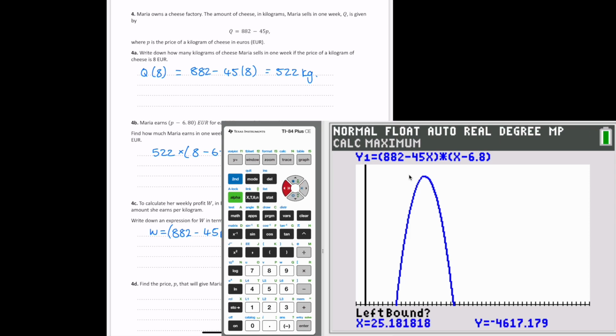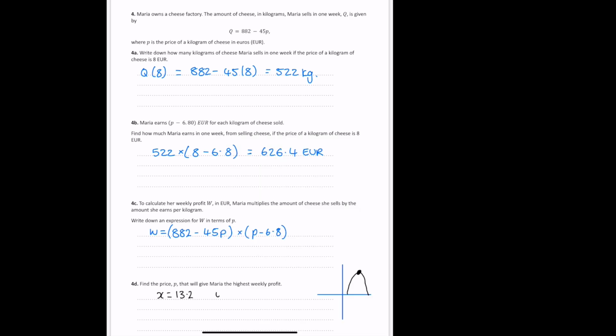lower bound. So I'm just scrolling through. Here we go. So the lower bound, so the left value, and then the right side of it. And we press enter, and we can see there that the maximum point is at 13.2. And the Y value there is 1,843.2. So I've written that in kind of pencil, if you like, because I now need to convert that into my W and my P to make sense for the context of the question.